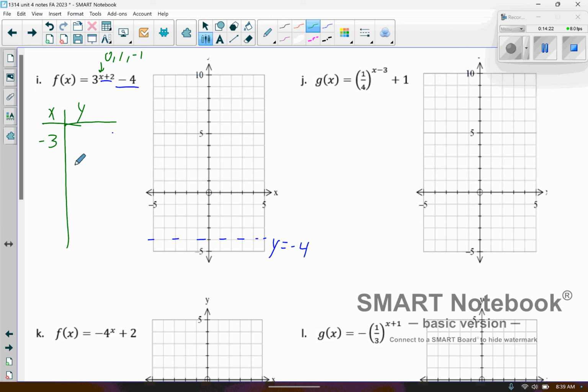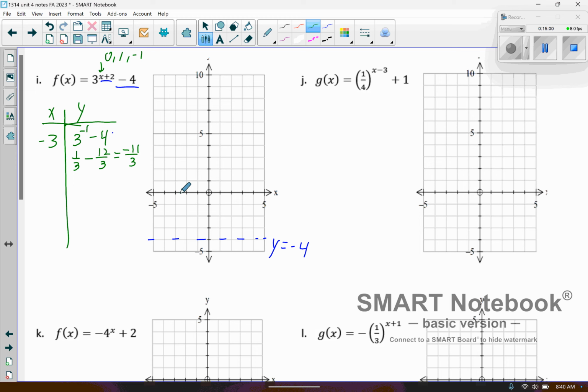So I'm going to plug in -3. That would give me 3 to the power of -1 minus 4. And so 3 to the power of -1 would be 1/3 minus 4. Well, 4 is the same thing as 12 over 3, right? And so I get that common denominator. So I get -11 over 3, which is close to -4, about -3.66. So let's see.